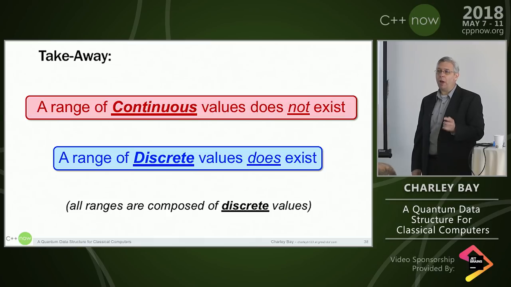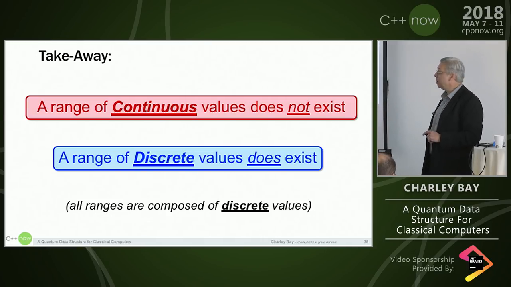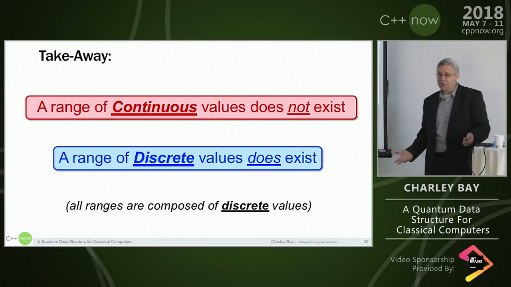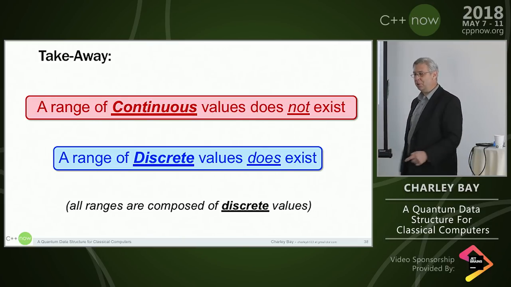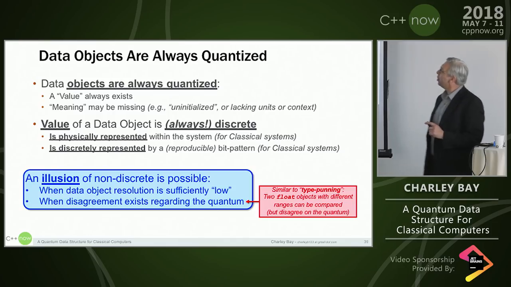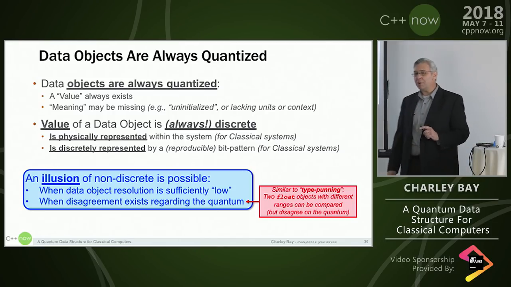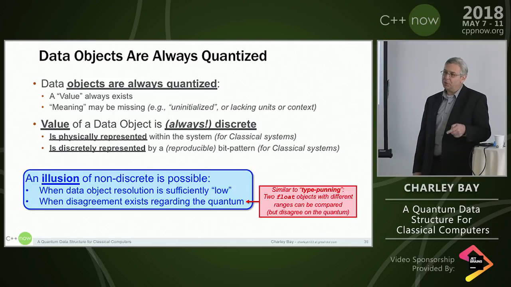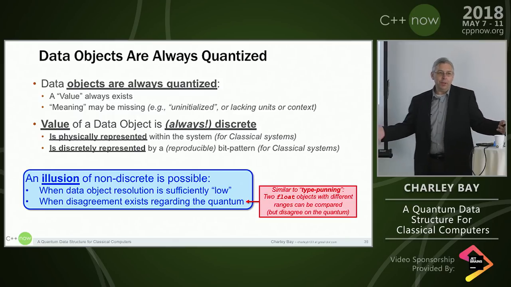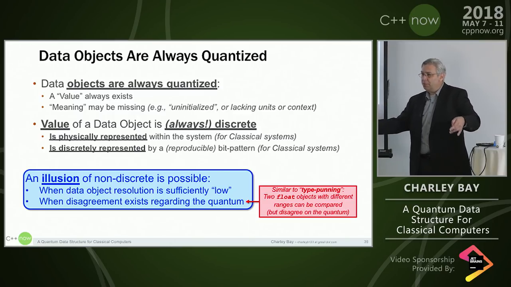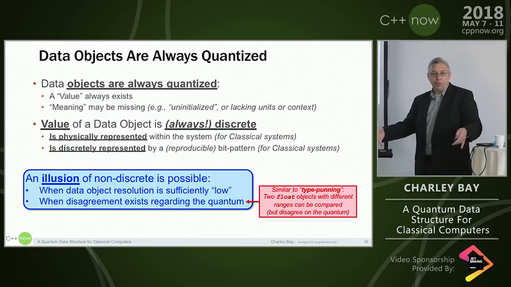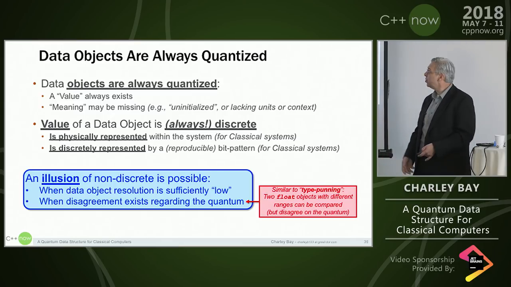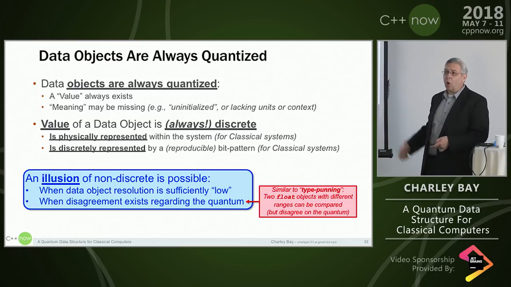This is why quantum computing is no big deal for software, but blows the minds of a lot of other people. But we deal with floats, we've suffered for decades, that's like pre-training. You're on board, you're ready to go. Data objects are always quantized, especially in a classical system, because you're sitting on discrete bit patterns, right? There's a representable set of state that we've bounded, that's represented in a well-defined way in our classical systems. So the value is always going to be discrete.